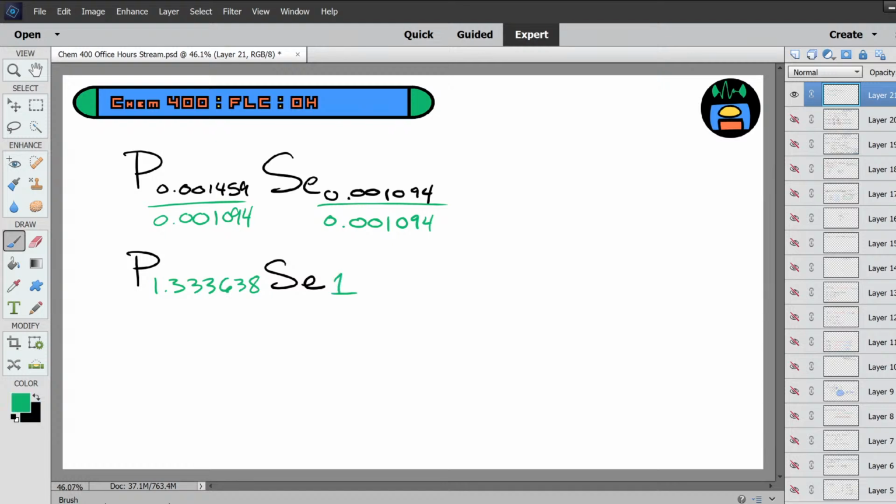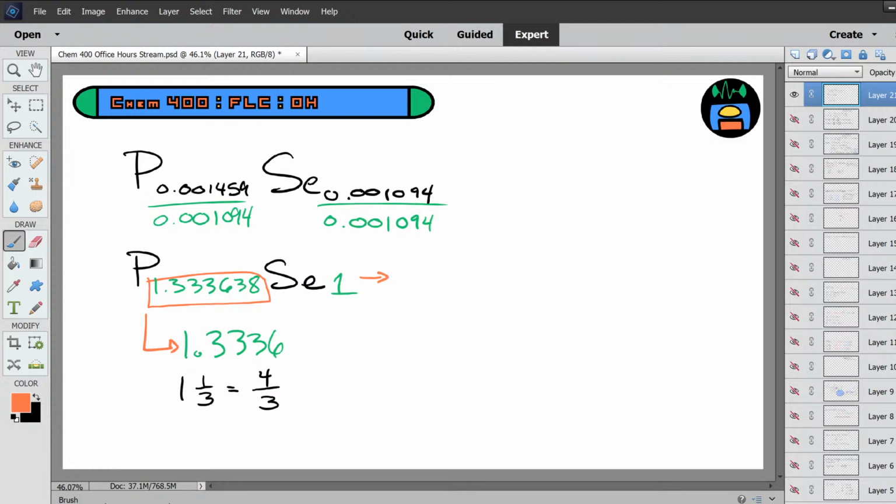All right, now we're one step closer. We have an integer value for selenium, but we're not quite there for phosphorus. This is an instance where we are dealing with one of these pesky fractions, right? So you got to ask yourself, what fraction is 1.3336? Well, this is the same thing as 1 1/3, which is equal to 4/3.